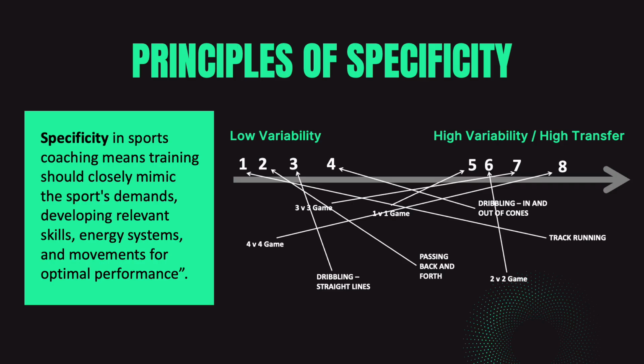The takeaway: train for the game, not around it. Use representative design and constraints to shape learning. Because if players spend all their time running tracks or dribbling through cones, we can't expect them to excel when the game gets chaotic.